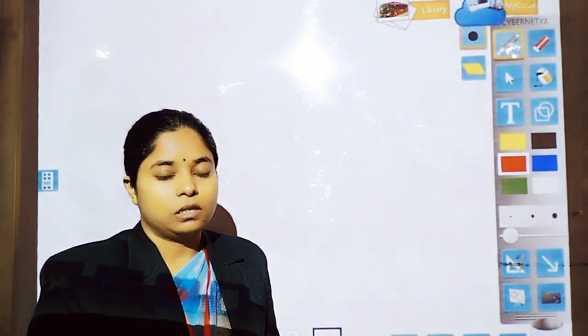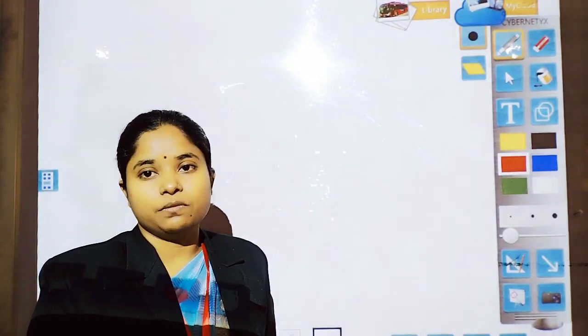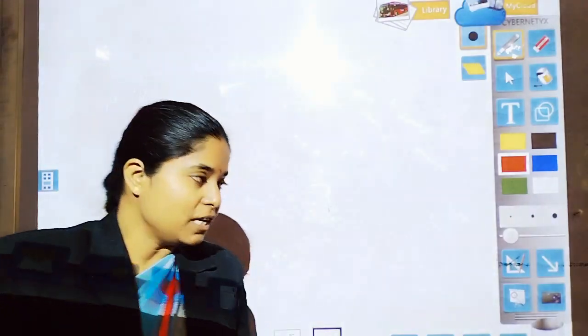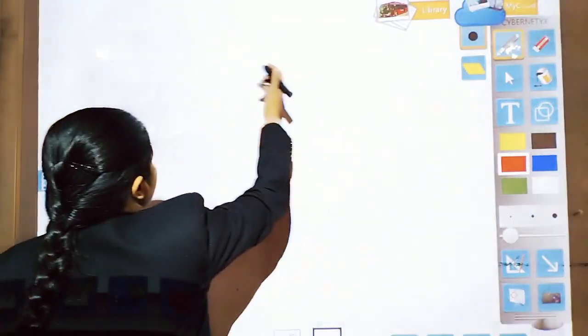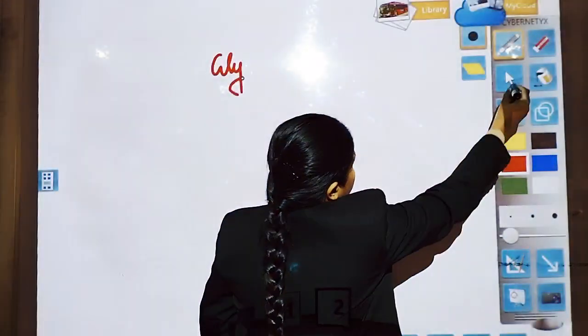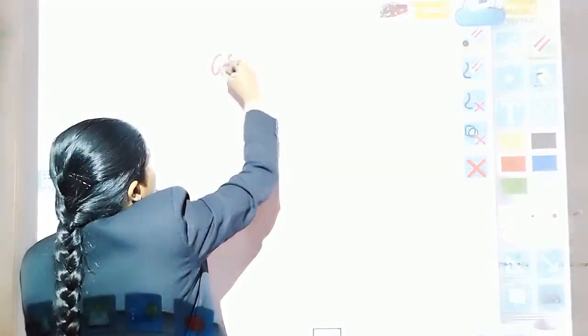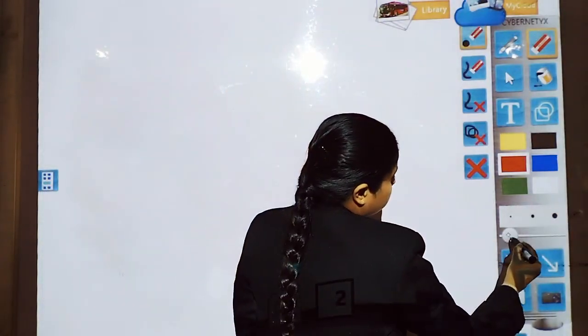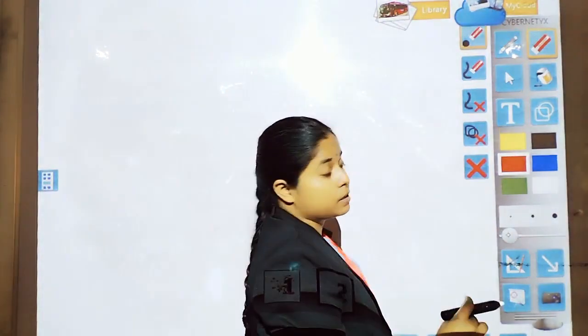Now, before starting with the next step of cellular respiration, first we will recap the previous class, then we proceed to today's topic. In the previous class we discussed the glycolysis process, a 10-step process.